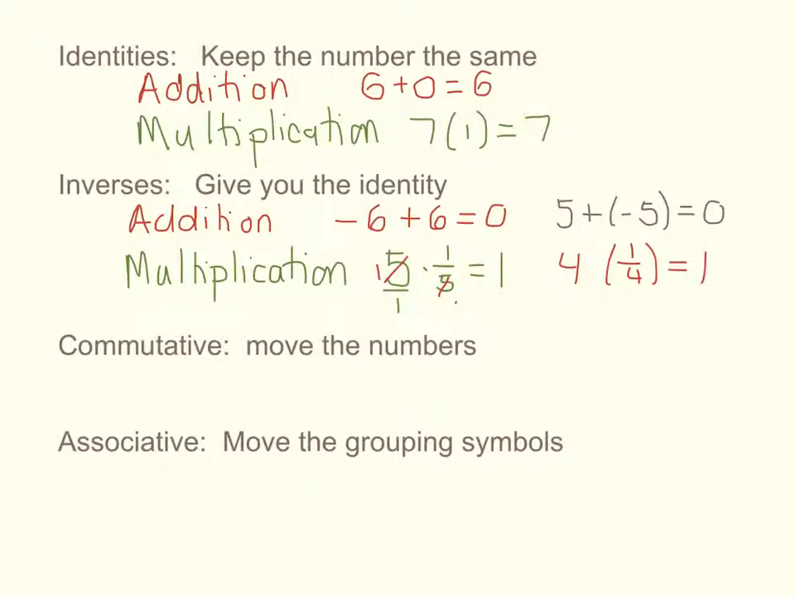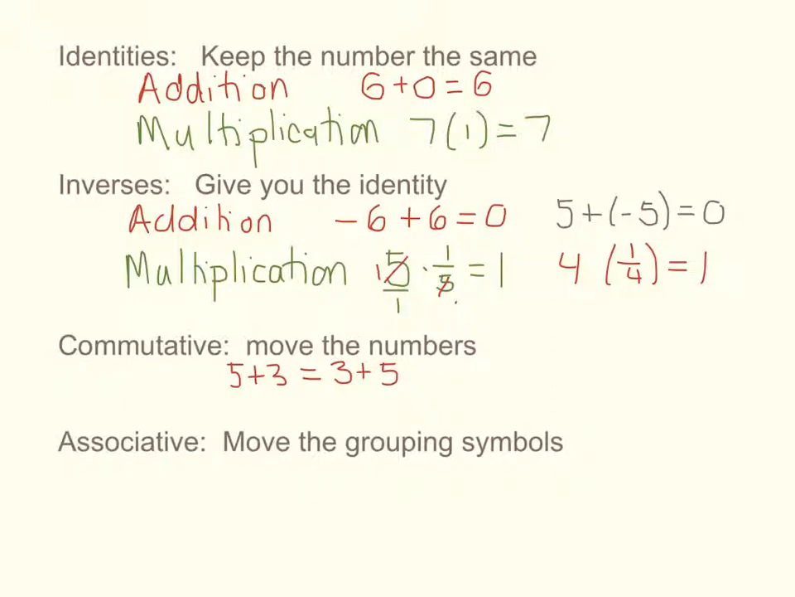The next property we have is the commutative property. With the commutative property, you're moving the numbers. I always think when I'm commuting to work or I'm commuting to school, I'm actually physically moving myself, okay? So you are rewriting the order of the problem. So it's like saying that for addition, I could have 5 plus 3 is the same thing as 3 plus 5.